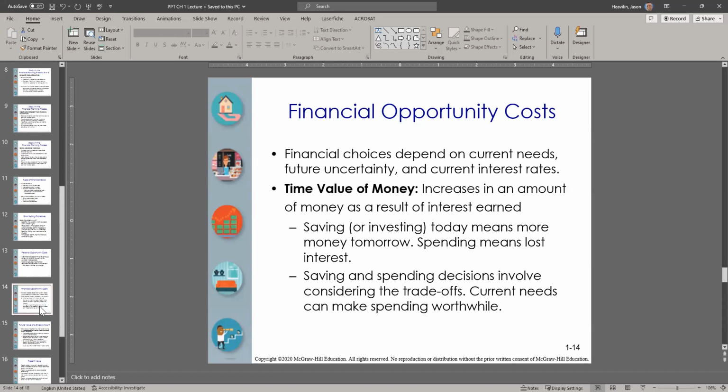Savings today means more money tomorrow. Spending means lost interest. So any money you spend now does not grow into more money in the future. And that's just the basic time value of money concept. Saving and spending decisions involve considering the trade-offs. Current needs can make spending worthwhile. Of course, you have to buy food to eat. So that spending has to happen. Another thing too, there's nothing wrong with some spending on leisure. It's okay to enjoy life, but at the same time, don't overdo it. So you're still putting money on the side for your investments in the future.